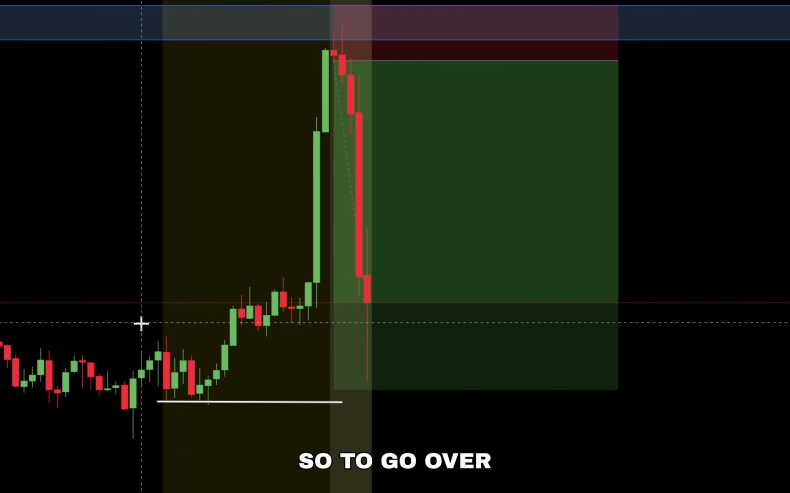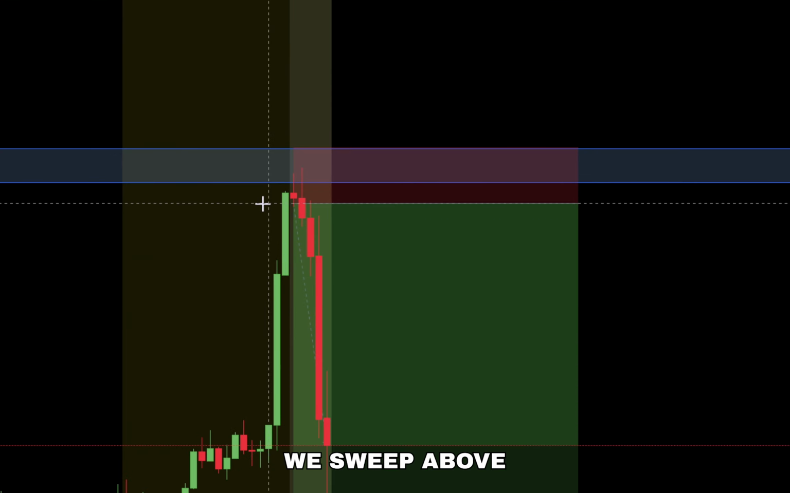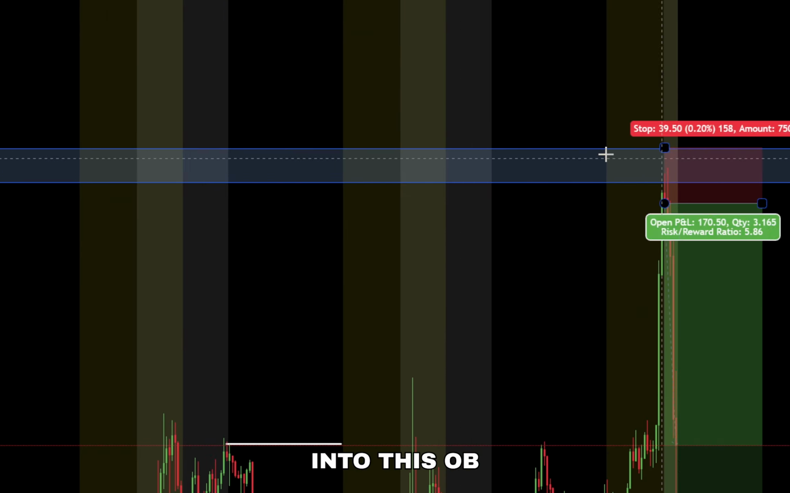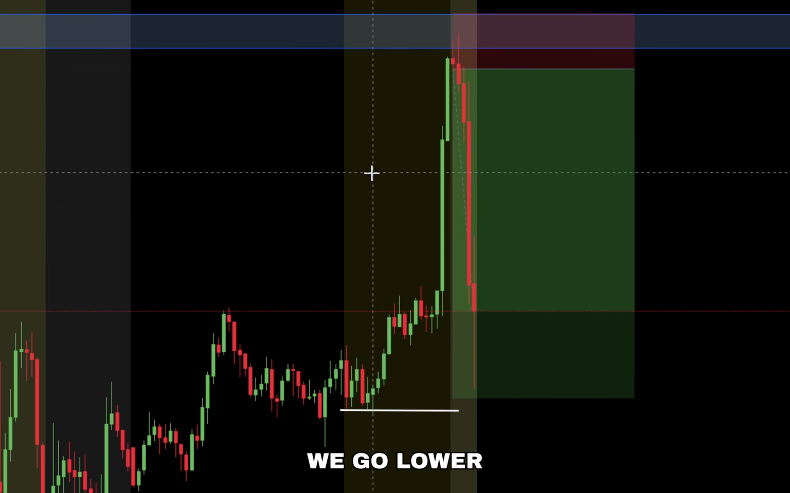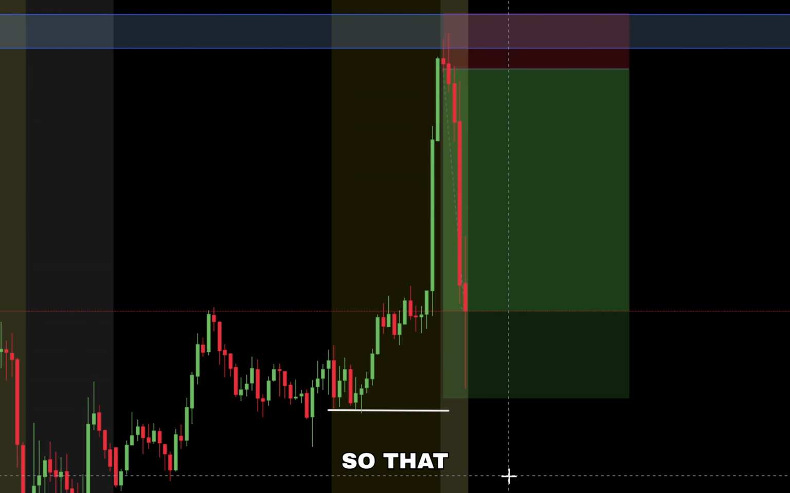So to go over it, we swept above Asia high inside of London. Inside of New York, we sweep above London into this OB, and then what? We reject, we go lower, we take out all of this liquidity, we fill in this imbalance, and that's it. So those are the two trades that I used to basically pass my Top Step challenge.